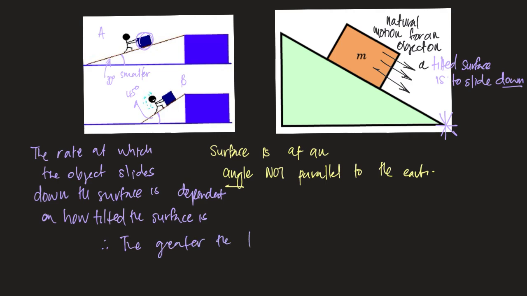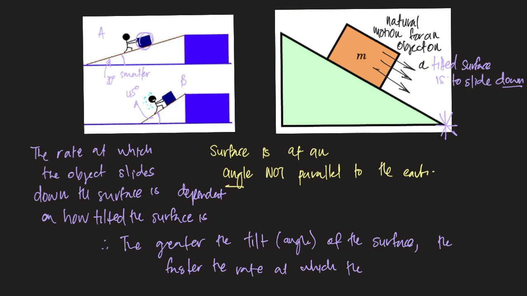Therefore, the greater the tilt, or rather angle of the surface, the faster the rate at which the object will slide down. So now if they talk about angles, then you can mention that if there is an increase in the size of the angle, then there's an increase in acceleration.